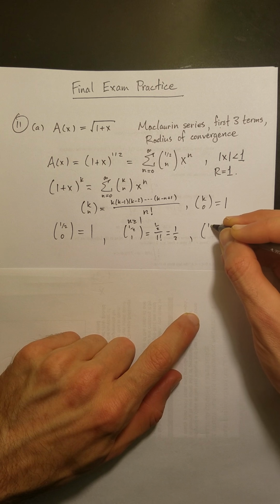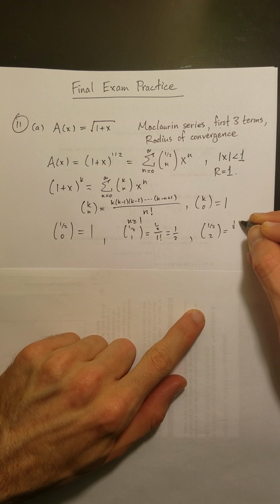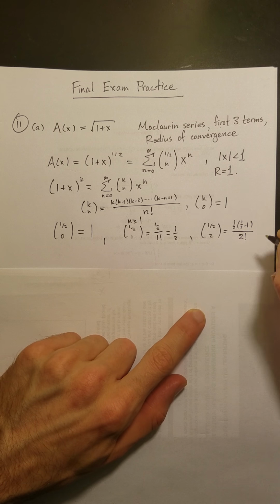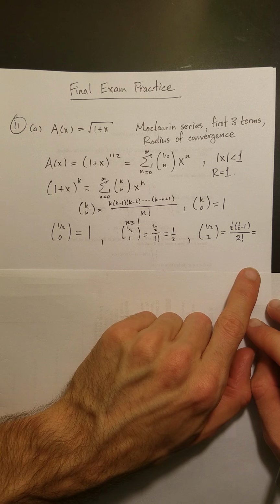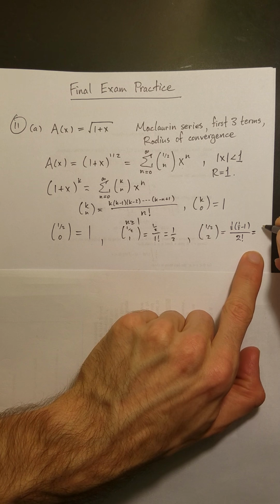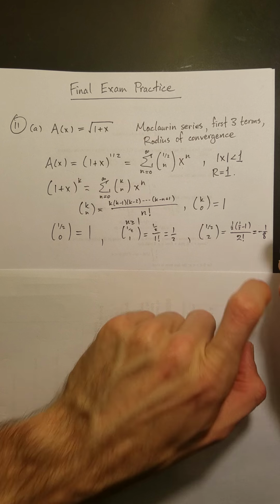The next coefficient is 1/2 choose 2. And this is going to be 1/2 times 1/2 minus 1, divided by 2 factorial, which is just equal to 2. But either way, we need to calculate the numerator. So we have 1/2 times negative 1/2. So this is negative 1/4 in the numerator. Divided by 2 is negative 1/8.